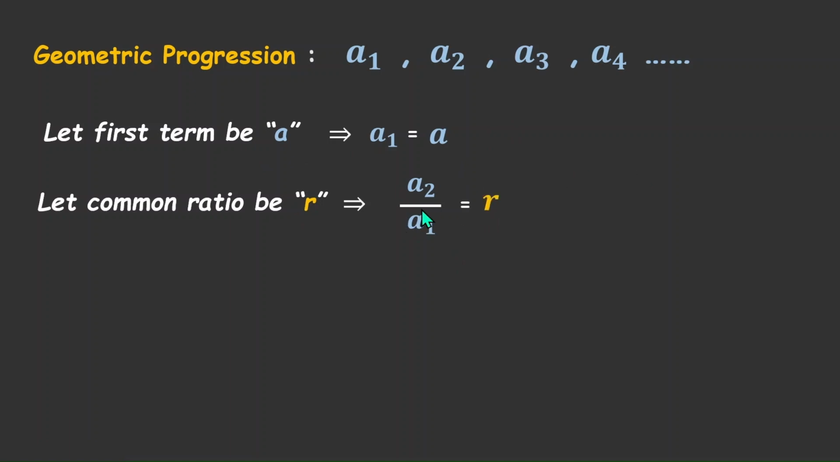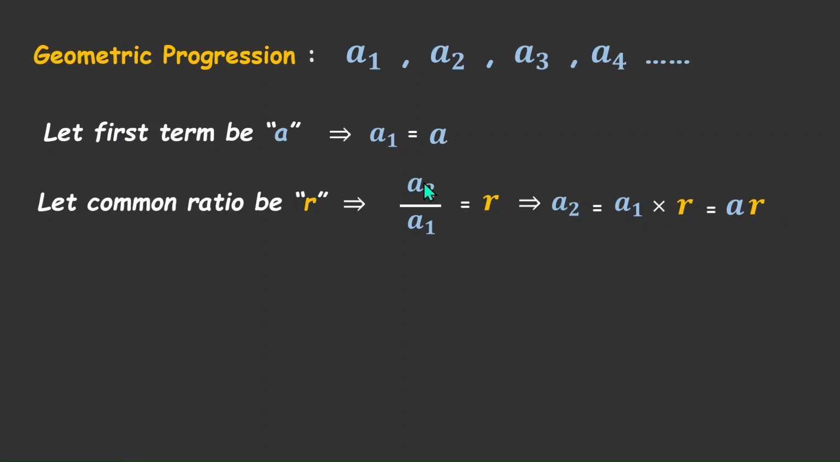If we cross multiply, multiplying both sides by a1, we get a2 is equal to r into a1. Now a1 we know is a, so this becomes just a into r. So now we get the relation of a2 with a and r.